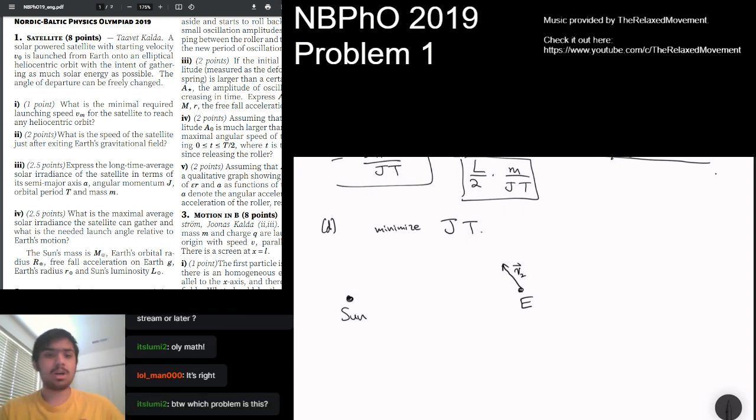This is Nordic Baltic Physics Olympiad 2019, problem 1. You can find it on Jan Kalda's website. The problem statement is in the upper left corner.